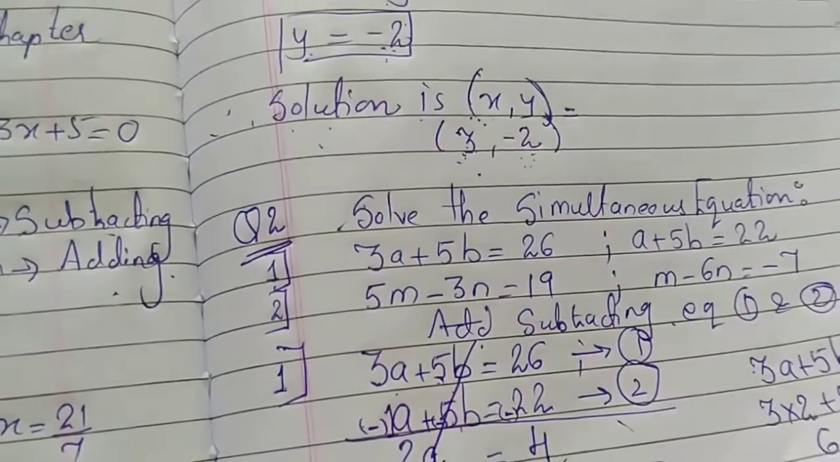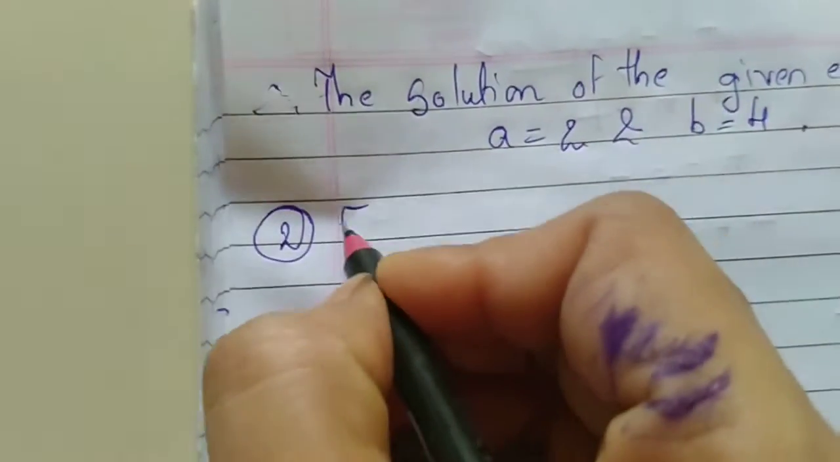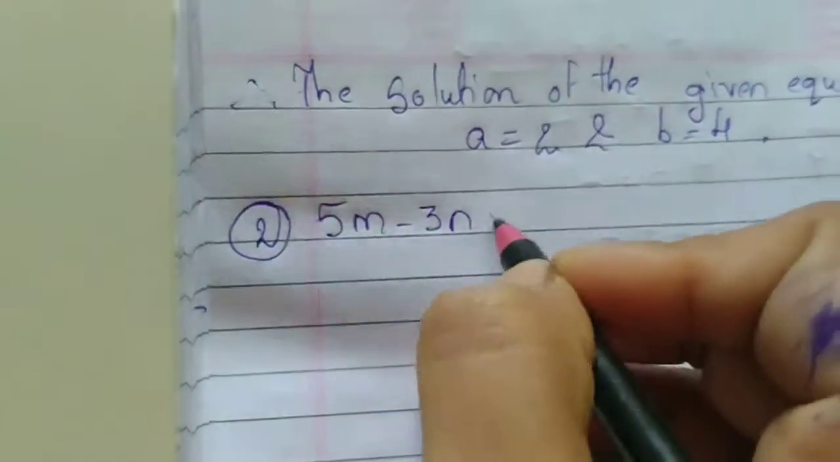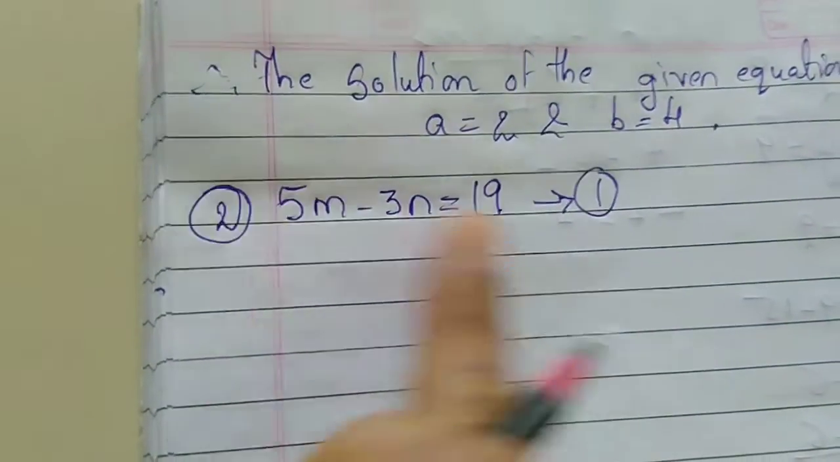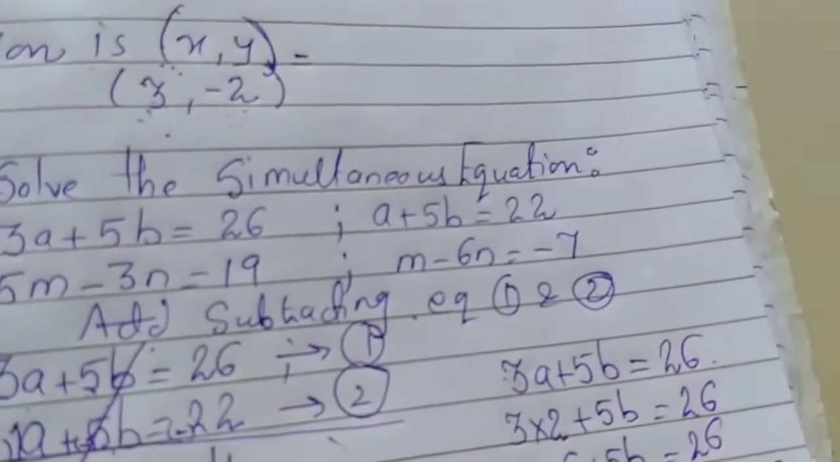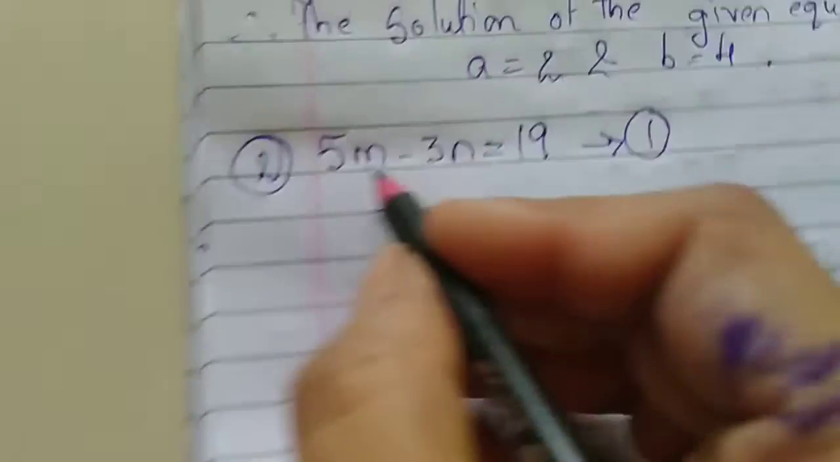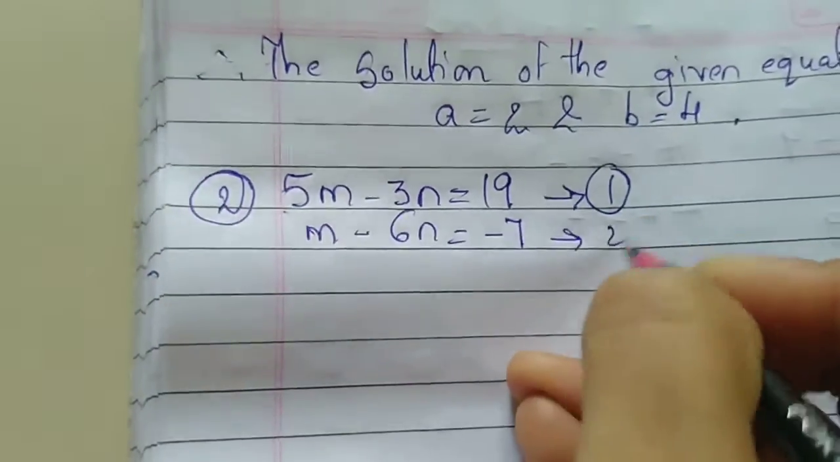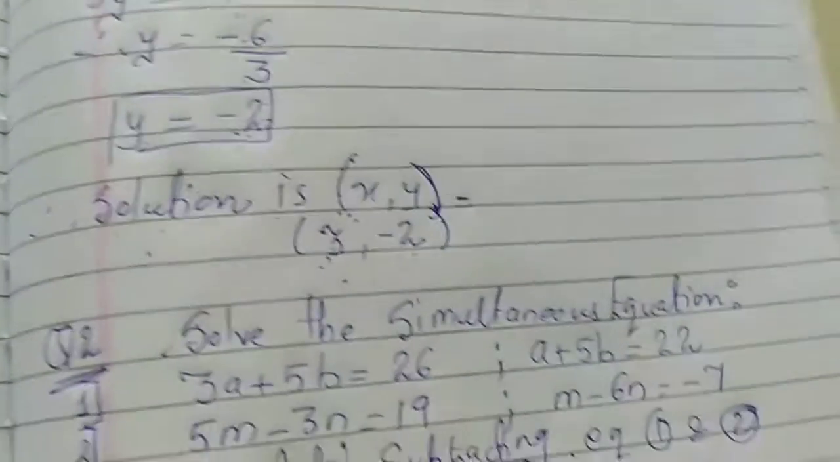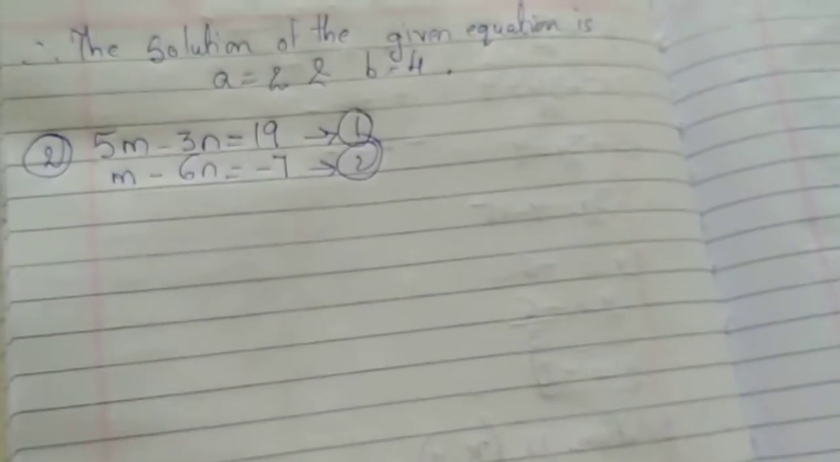I am writing that question. The second question, that is 5m minus 3n is equal to 19. That is my first equation. Why I gave equation number? Because already it is in correct form. Then I'll go for the second one, that is m minus 6n is equal to minus 7. That is also in a correct form, so I can directly give number to those equations.